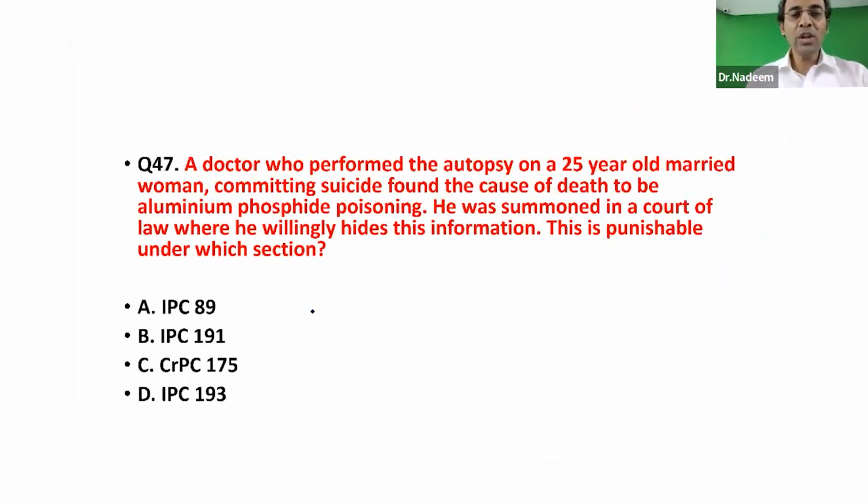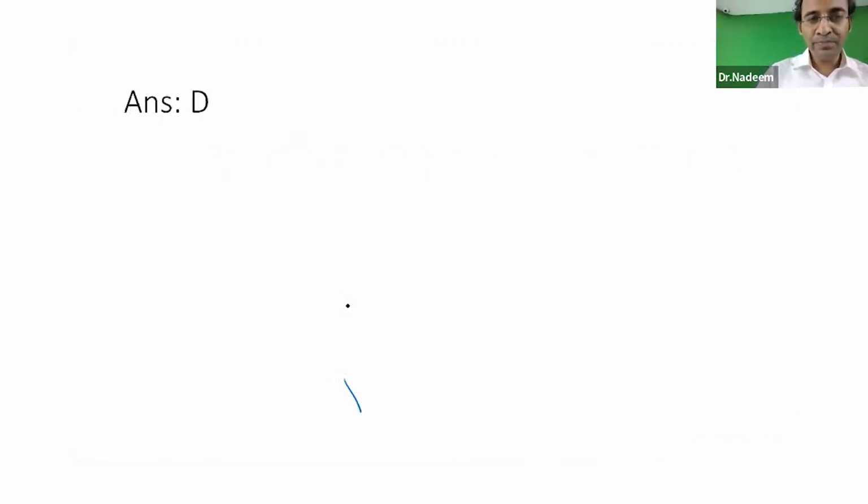Now you tell me, a doctor who performed the autopsy on a 25-year-old married woman committing suicide found the cause of death to be aluminum phosphide poisoning. He was summoned in a court of law where he willingly hides the information. This is punishable under which section? Very good. So basically, this is the case of willful lying in court even after taking oath. This is called perjury.